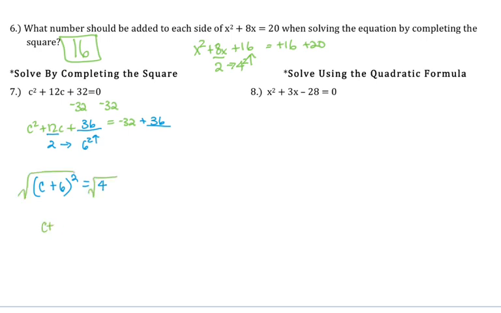I square root both sides to solve, and I get c plus 6 equals plus or minus 2, and then I have to subtract 6 from positive 2 and subtract 6 from negative 2, giving me my final answers of -4 and -8.